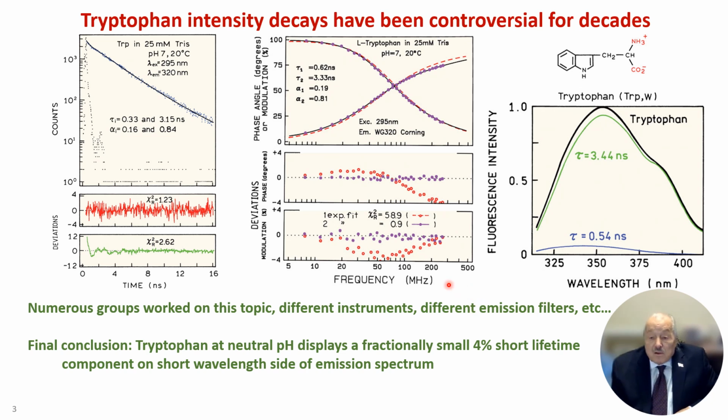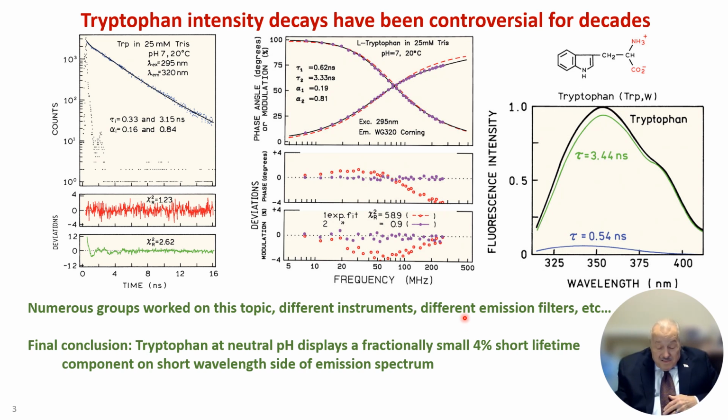So first, since we're going to look at time-resolved measurements, let's look at the intensity decays of tryptophan, which is the dominant emitter in proteins. And this has been controversial for decades, and I'm really thankful that it's finally solved. But what was found early on was that tryptophan had two decay times, a longer one, 3.3 nanoseconds, and a shorter one, around half a nanosecond. And this really bothered a lot of people.